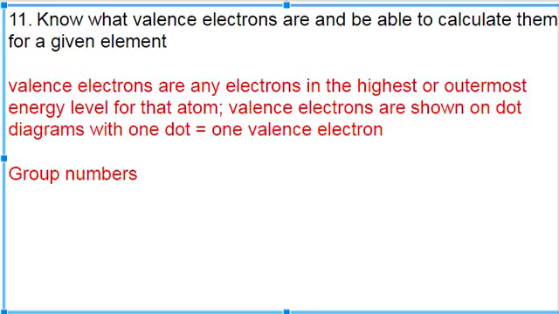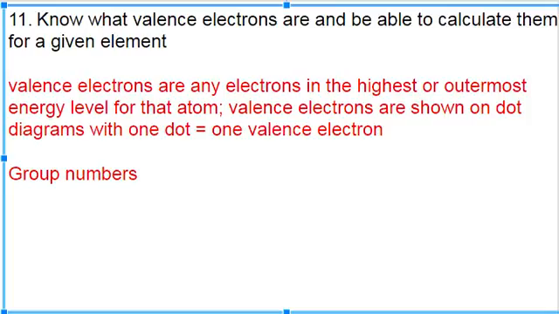The group numbers are the numbers that go across the top of the table, over top each column, the up and down groups or families. So they're numbered 1 through 18. So in group 1, guess how many valence electrons there are? 1. In group 2, there's 2.